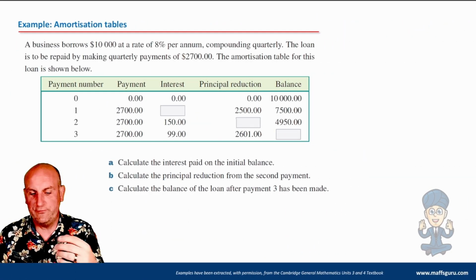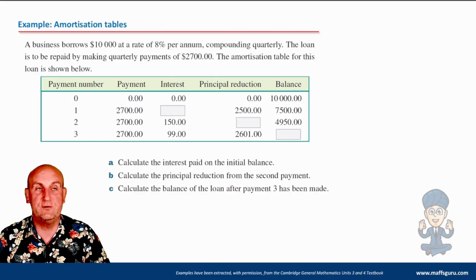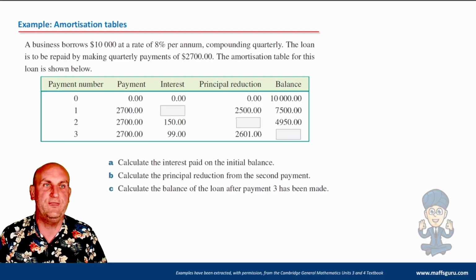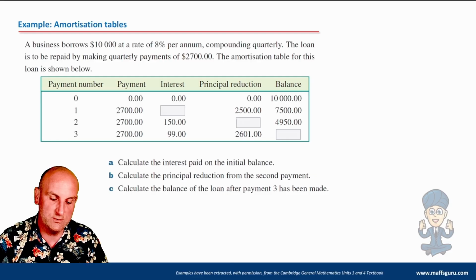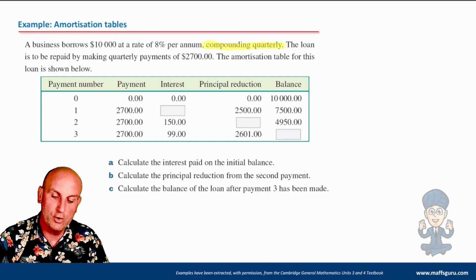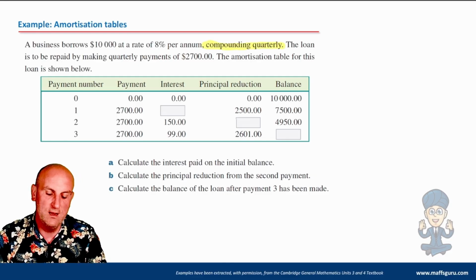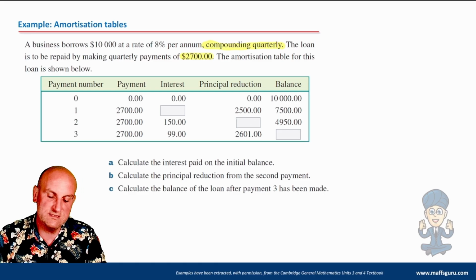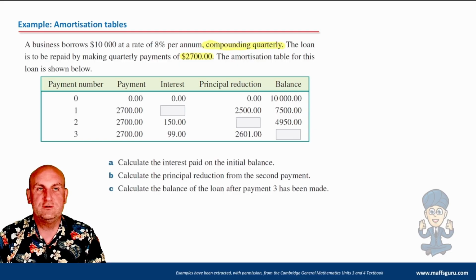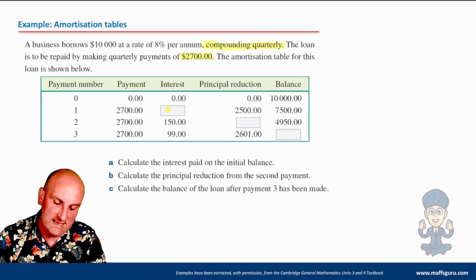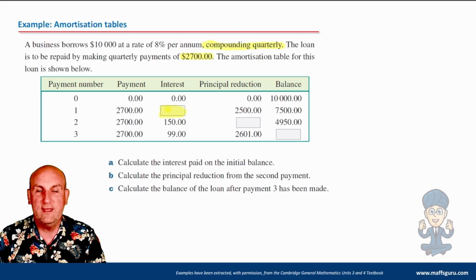All right, question from the Cambridge textbook, and again, thank you Cambridge for letting me use them. A business borrows $10,000 at a rate of 8% per annum, compounding quarterly. All right, so we've changed. We're now compounding quarterly. The loan is to be repaid by making quarterly payments of $2,700. The amortization table for this loan is shown below. Calculate the interest paid on the initial balance. Well, this part A is asking you effectively to find that missing box there. Well, we know how to do that.